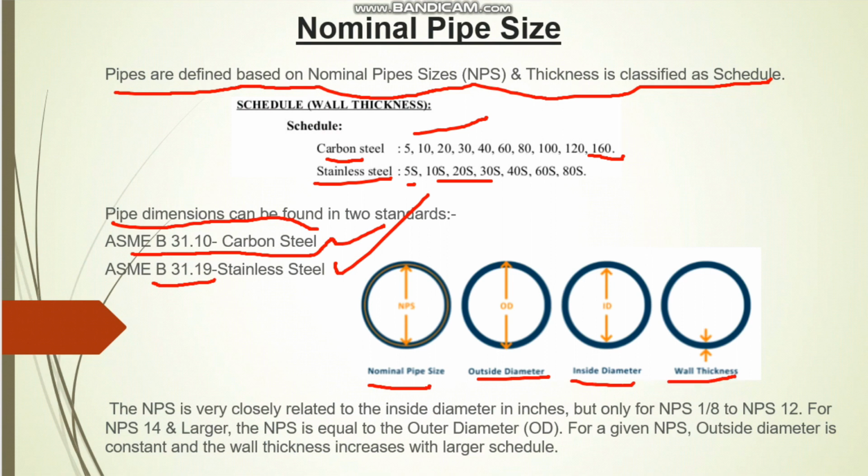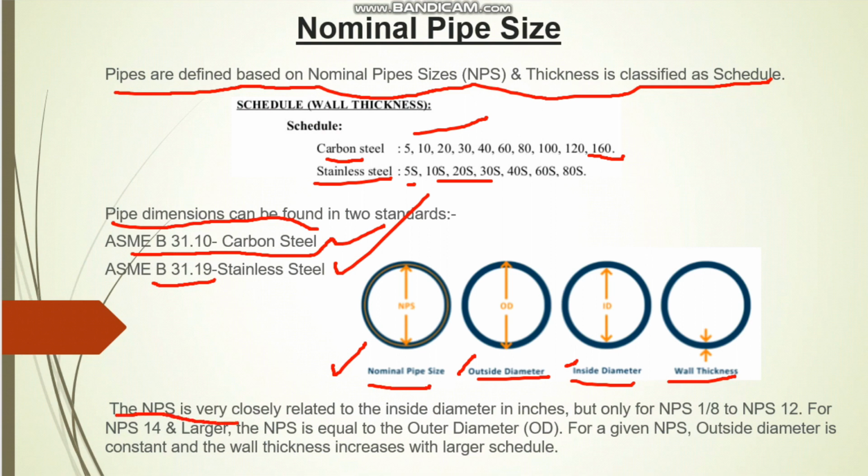For example, if you consider a 2-inch pipeline, 2 inch is the nominal pipe size. For a 2-inch pipeline, the outer diameter and inner diameter will not be 2 inch. The 2 inch is the nominal pipe size, for identification only. So we will see what that is.